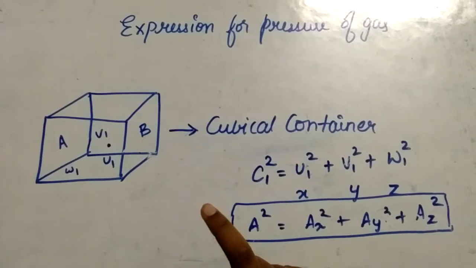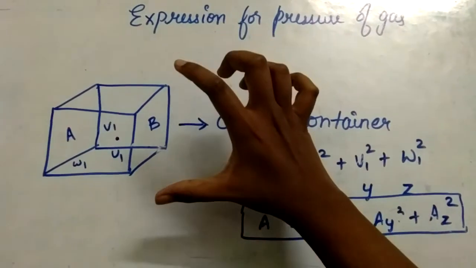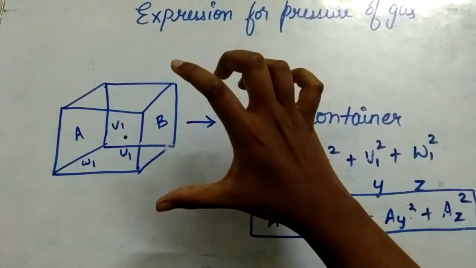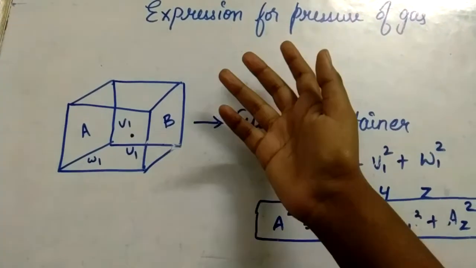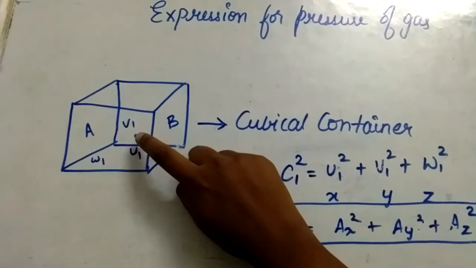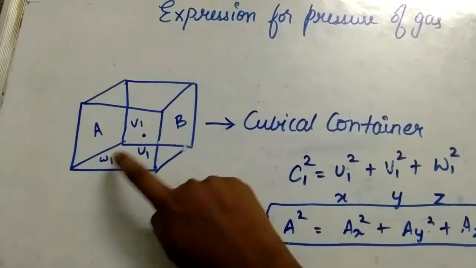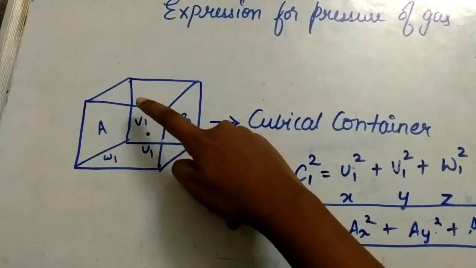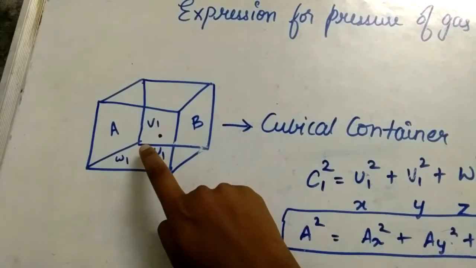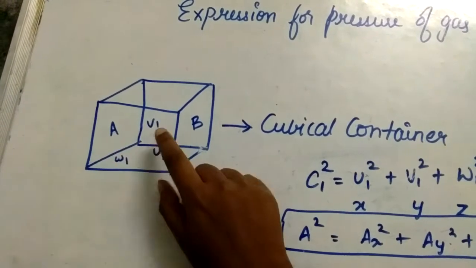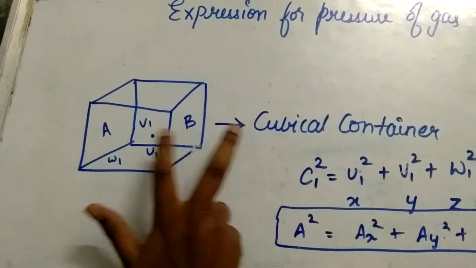To understand this derivation, we'll start with a cubical container. Take a cubical container with air in it. Consider a particular molecule, say X. Take the velocity of that particle in all directions as u1 along x, v1 along y, and w1 along z. A and B are the two opposite faces of the cubical container. Clear?